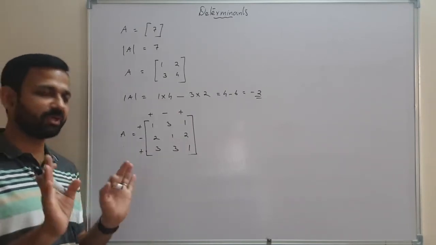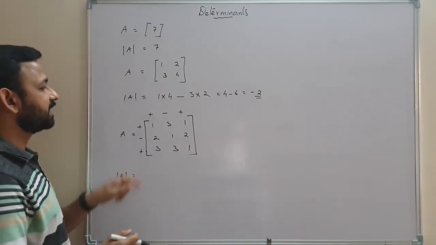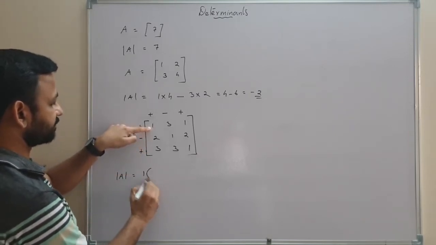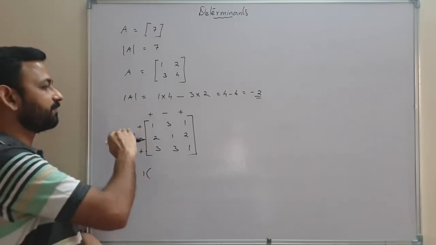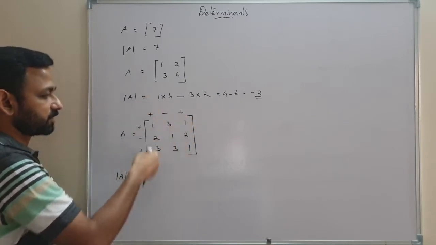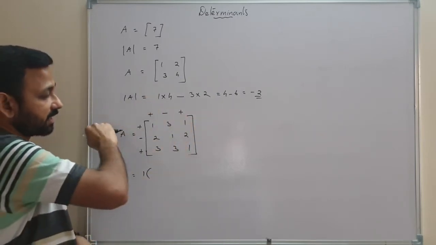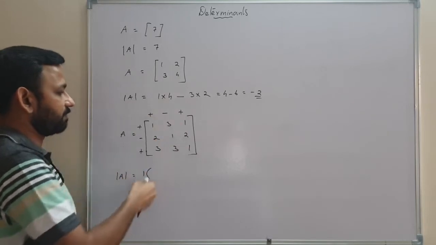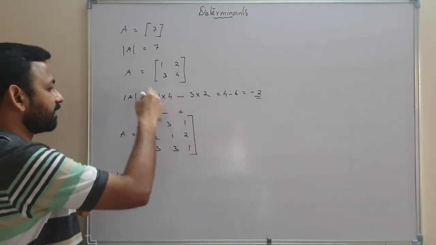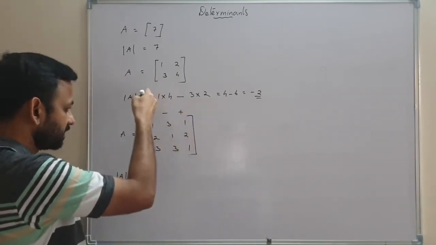If it is positive, no need to keep that sign. Then the first element, 1 in bracket. 1 is from the first row and 1 is from the first column. So delete the corresponding row and column. 1 is from the first row, 1 is from the first column. Delete this one and this one.